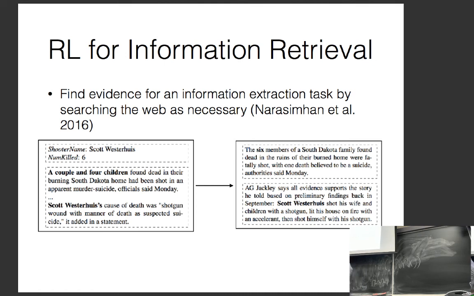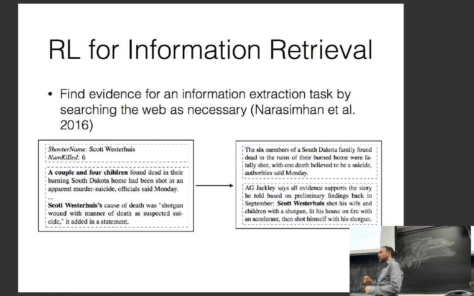And then in the article that you're given, you have a couple and 4 children found dead in their burning South Dakota home, had been shot in a murder-suicide. And a couple and 4 children is kind of difficult for your computer to understand, right? So basically what it does is it does what everybody else would do. It just Googles and tries to find the answer in another news article that's more direct. So it says the 6 members of a South Dakota family found dead in the ruins of their burned home were fatally shot or something.